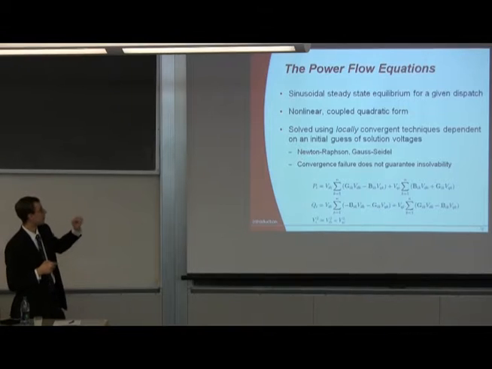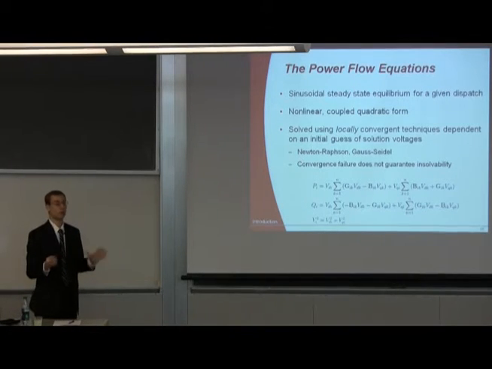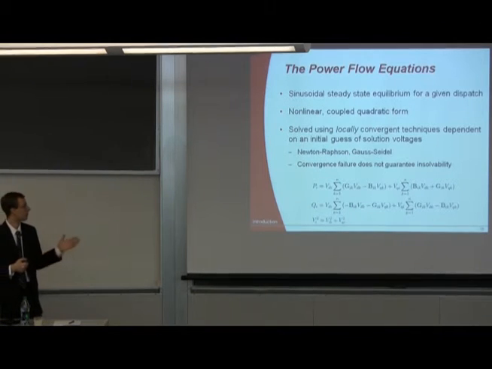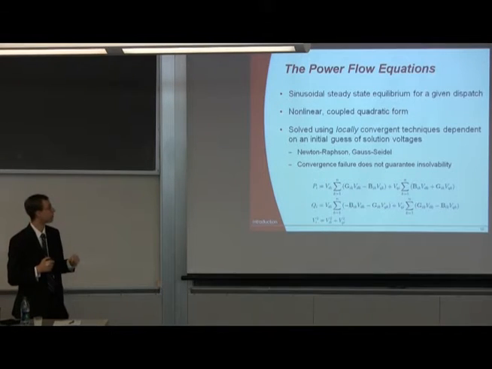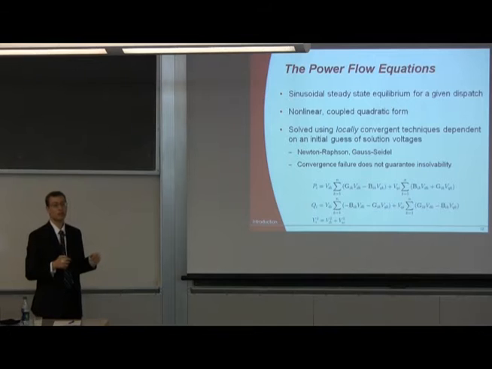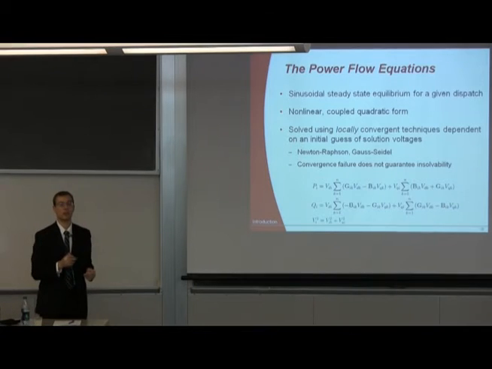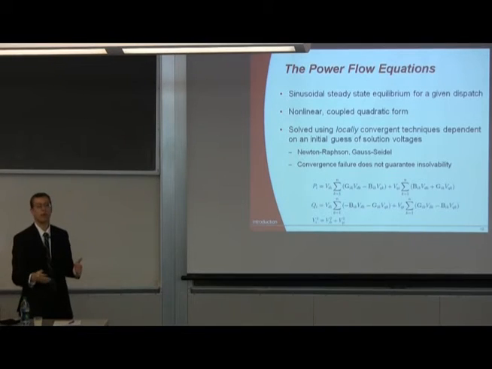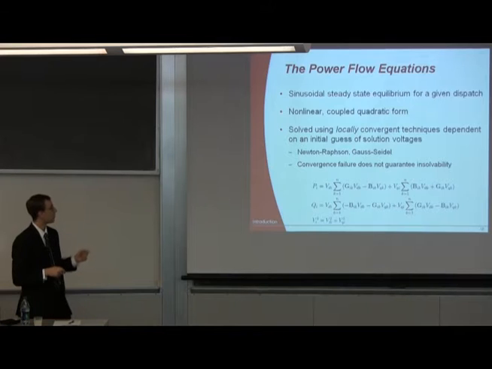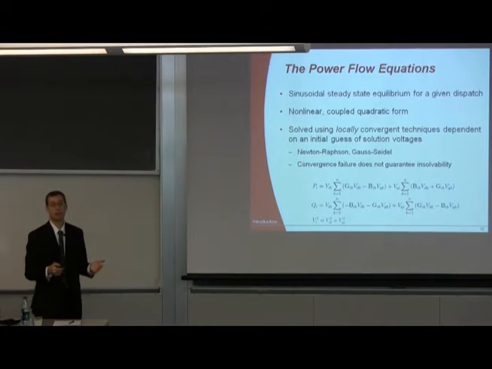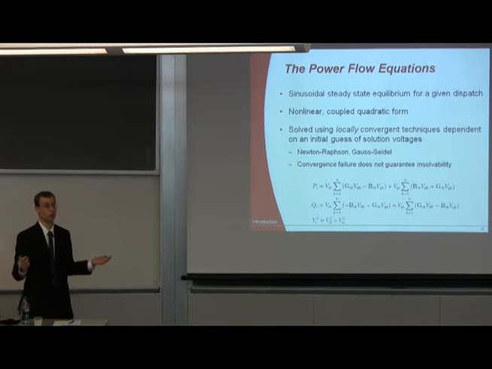These power flow equations represent the sinusoidal steady state equilibrium. So we're not looking at dynamics right now. We're looking at the steady state equilibrium point for a given dispatch. As I mentioned, they're nonlinear. They have this coupled quadratic form. And traditional techniques for solving these use locally convergent methods that are dependent on an initial guess. So you take a guess at the voltages at the solution, and you use some sort of iteration scheme to try to solve those problems. Typical techniques are Newton-Raphson and Gauss-Seidel if you've done some numerical analysis. But it's important to note here that the failure of this method to converge doesn't mean that the power flow equations don't have a solution. Perhaps you just chose a bad initial guess.